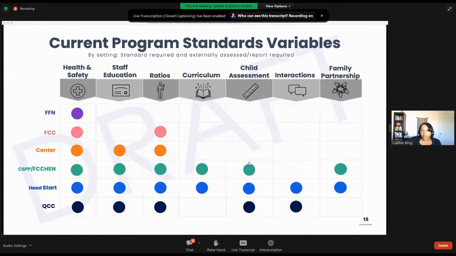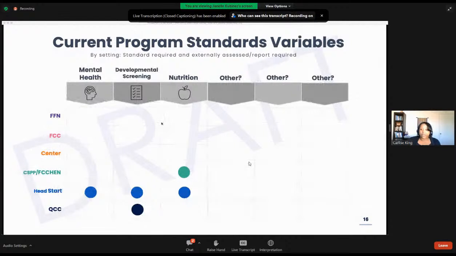As you can see in the first column, there are health and safety standards requirements for all settings. As you move to the right of the table, you will see more variation in the dots for staff education, ratios, curriculum, child assessment, interactions, and family partnerships. On the next slide, we move into program standards that are less common across settings.